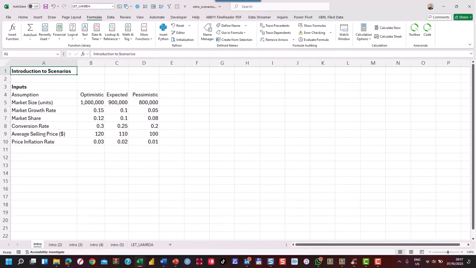Introduction to scenarios. We don't see anything unusual. Assumption, line items, and then the optimistic, expected, pessimistic values, parameters, variables, and notice they're all hard-coded. It's a true input section. Everything is hard-coded, so nothing to worry about there.